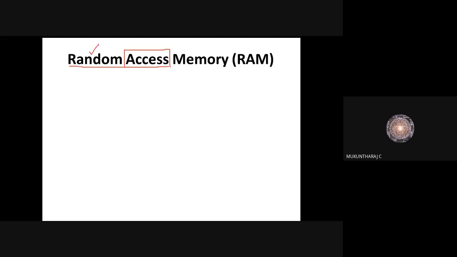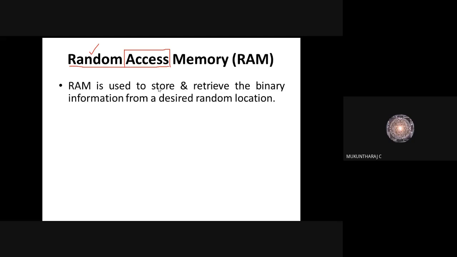Then random access. Inside the memory, randomly you can write the data or read the data, based on the location we are representing. So randomly you can read the data and write the data into memory. That's why the name random access memory. RAM is used to store and retrieve the binary information from desired random location. So you can randomly store the data and randomly read the data.